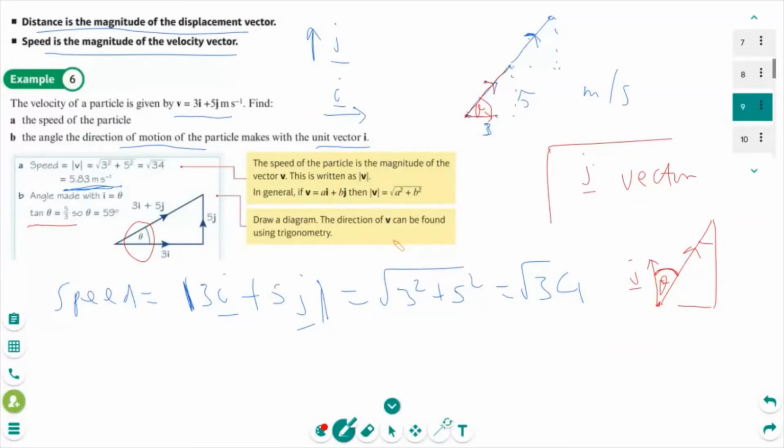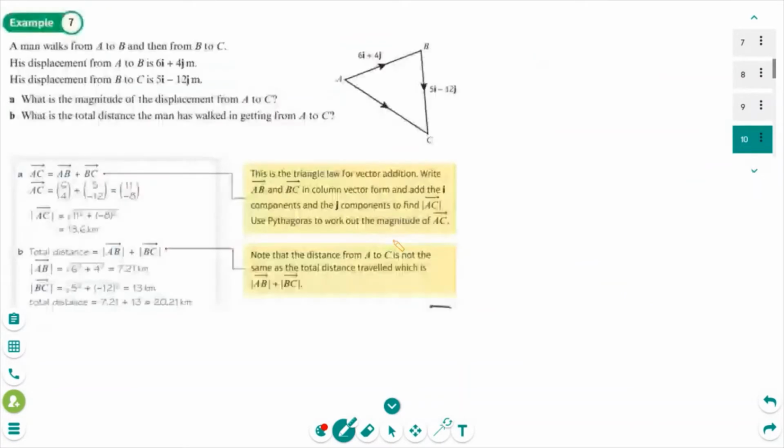One example left, example 7. Again, this is related to stuff you've done already. A man walks from A to B, then B to C. So the motion is A to B and B to C. Displacements, so remember, that means 6 to the right and 4 up. So he's gone 6 to the right and 4 up. B to C means 5 to the right and 12 down. So that looks about okay.